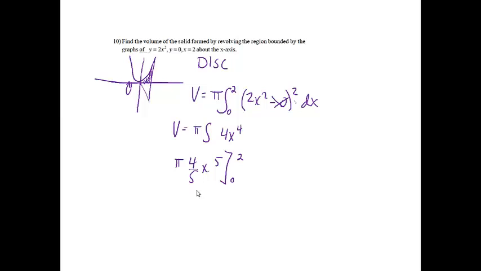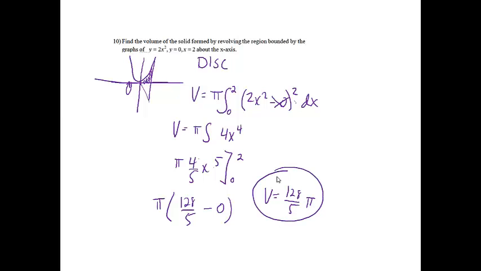If I plug in 2, I will get 2 to the 5th, which I do believe is 32 times 4 is 128 fifths, minus, if I plug in 0, I'll get 0. And that still is being multiplied by pi. So when I multiply that out, my volume will equal 128 fifths pi.